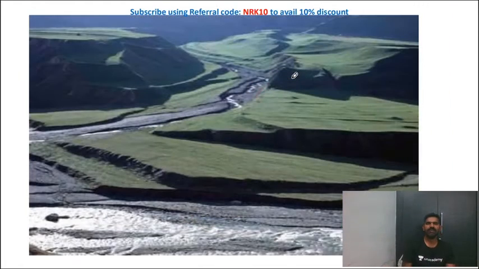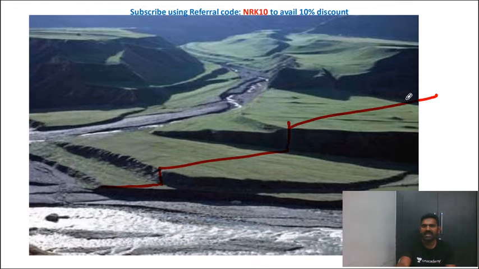River terraces. When the river floods, it takes the sheets of land along with it and erodes the sheets of land. And these eroded sheets of land are called terraces. So this is called river terraces.